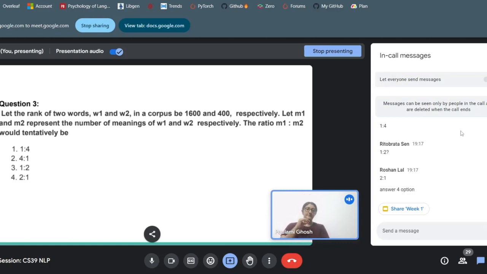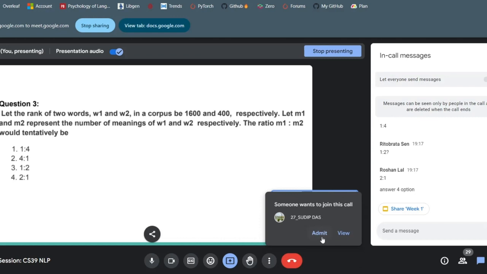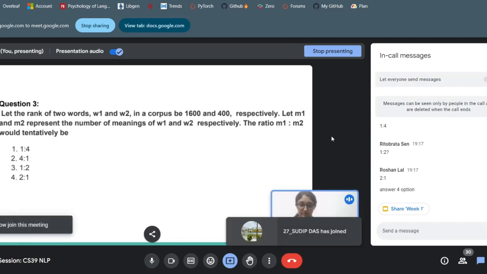Okay, I think some people have solved the problem. I would again request any of the students who have solved the problem to put out their point. How did they solve the problem? What principles did they follow? You can unmute and speak.